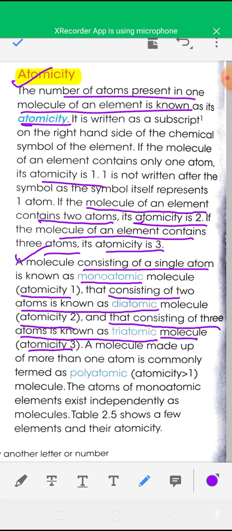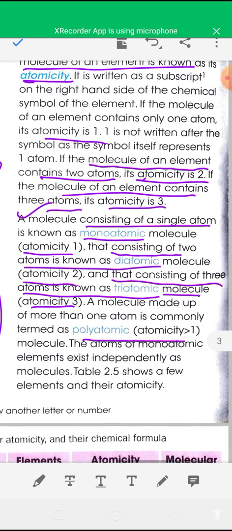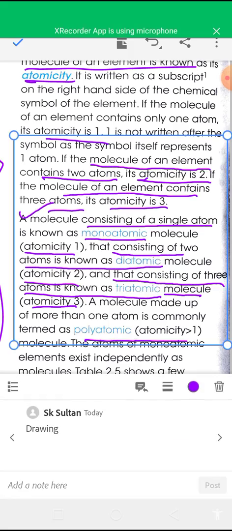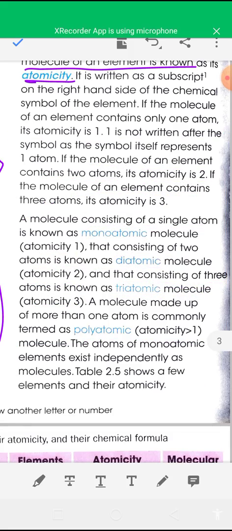So a molecule made up of more than one atom is commonly termed a polyatomic molecule. If more than one atom is present in the molecule, then it is known as a polyatomic molecule. Okay. And the atoms of a monoatomic molecule exist independently as a molecule.